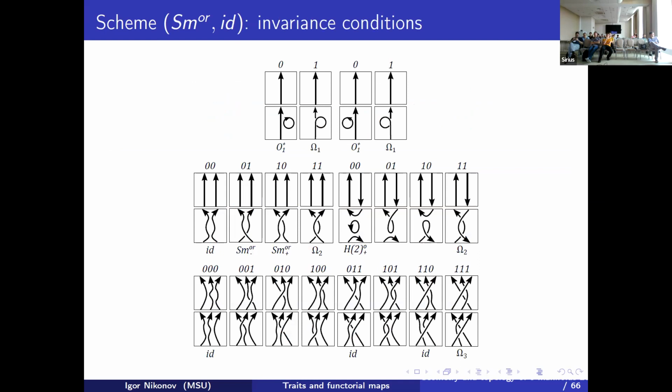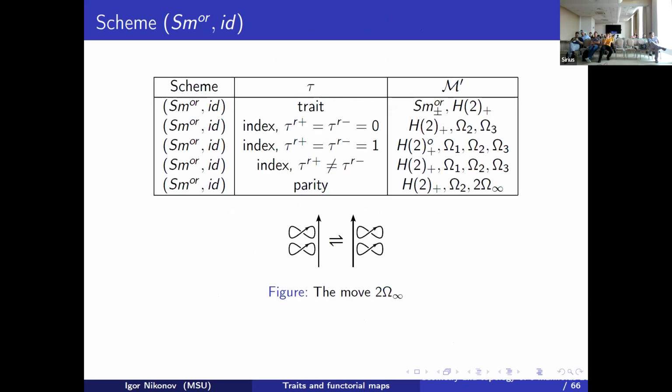If we consider a choice between oriented smoothing and the identity map, we get the following cases, and the invariance leads us to the following different cases for the trait. In the general case, we have oriented smoothing and an oriented saddle operation. That means in the general case, the situation is reduced to a unary functorial map, because all crossings can be smoothed.